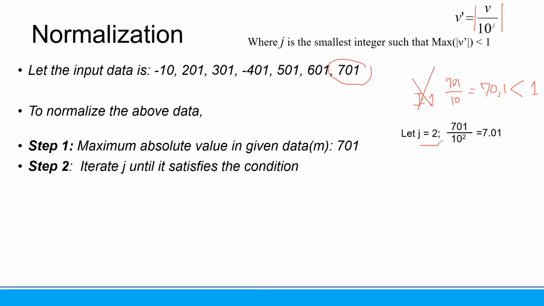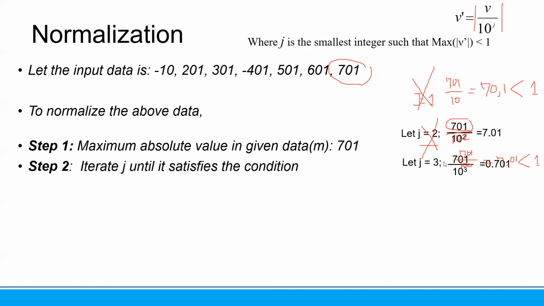What happens if j equals 2? We have 701, and we want to divide it by 10 to the power of j. J equals 2, so power of 2, we have 701 divided by 100, which equals 7.01. Is 7.01 less than 1? No. Then we will move to the next one.